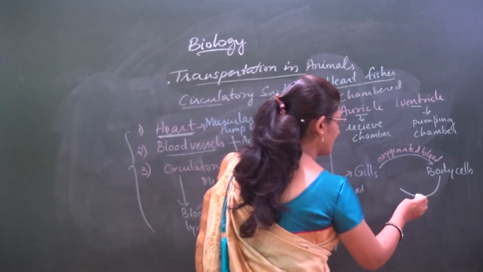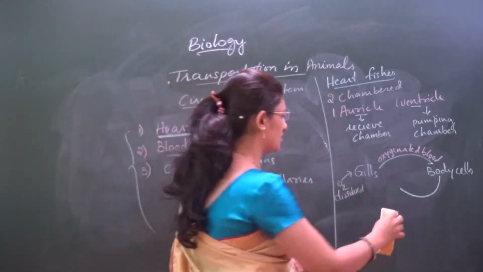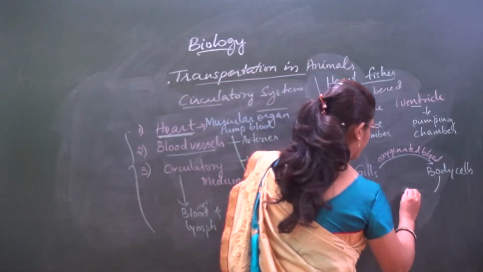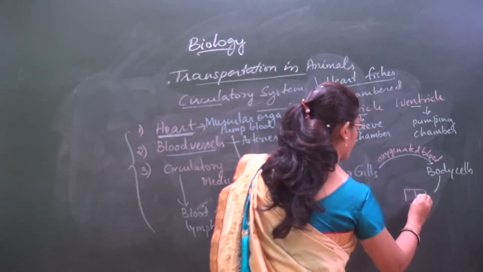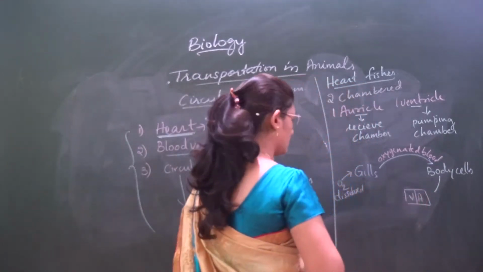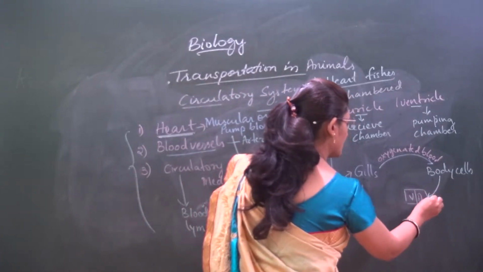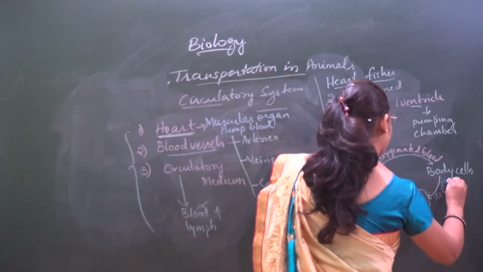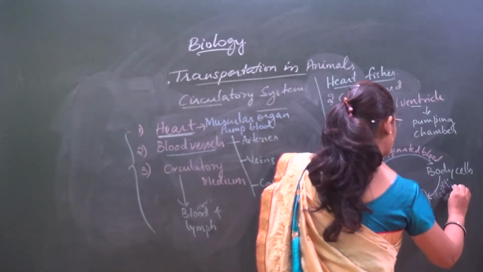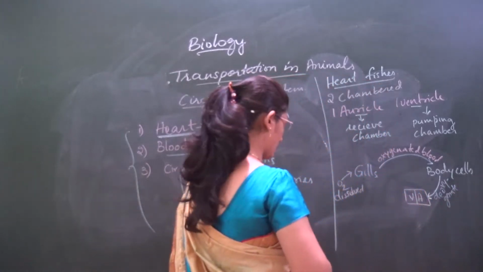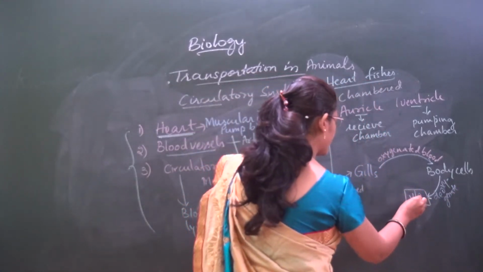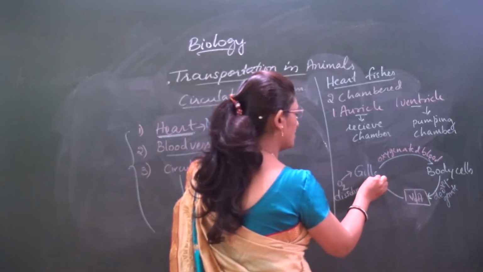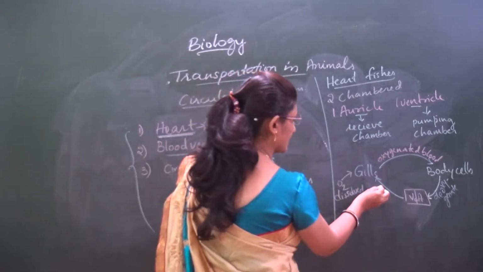Now, the deoxygenated blood enters into the auricle. So here it is the deoxygenated blood moving where? Into the auricle. From the auricle, it moves into the ventricle, and from the ventricle, the deoxygenated blood is taken back to the gills for the exchange of gases.